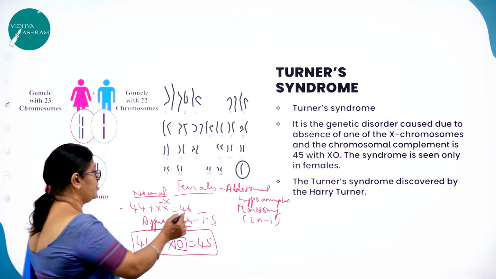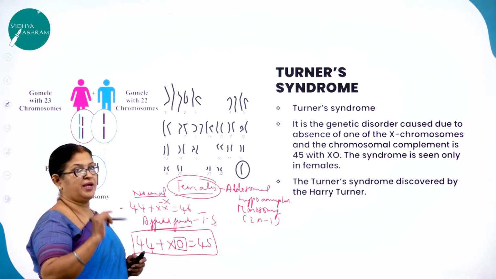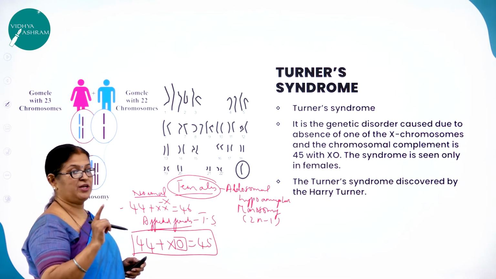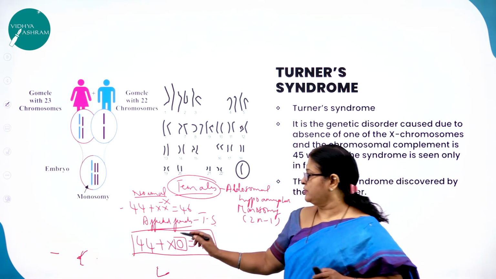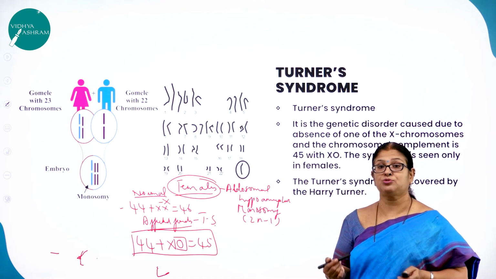As I said, this occurs only in female. Klinefelter syndrome only in male. Down syndrome both in male and female. Turner syndrome only in female. You should remember all this. And also you should remember the chromosomal complement. Writing this chromosomal complement is very, very important. It might be asked for a 1 mark question or 2 marks question.